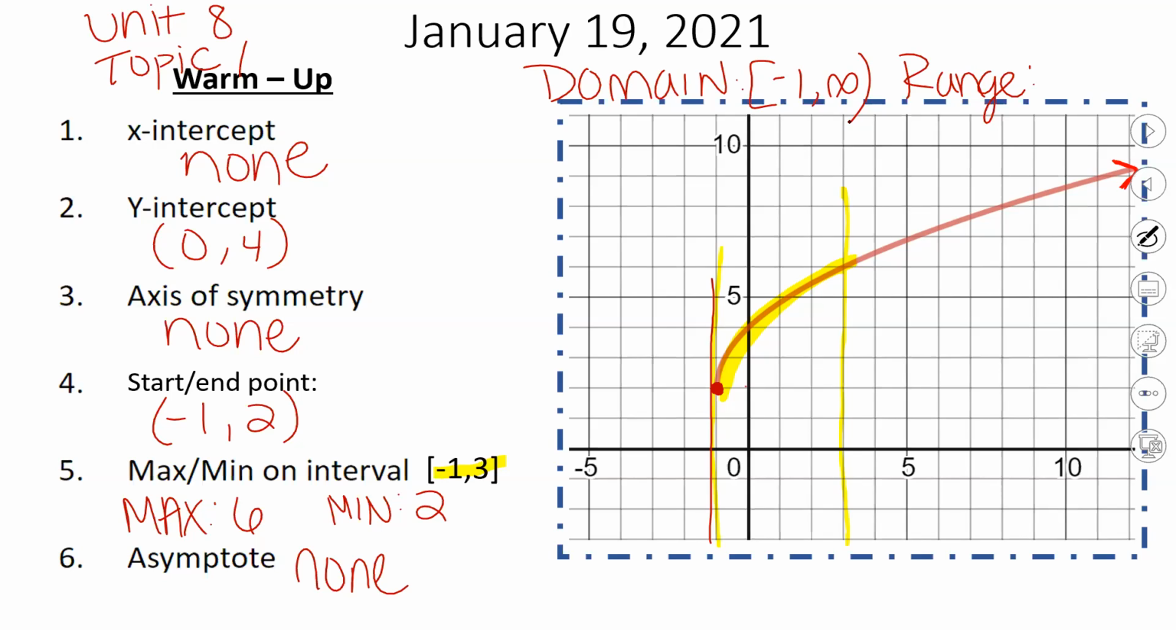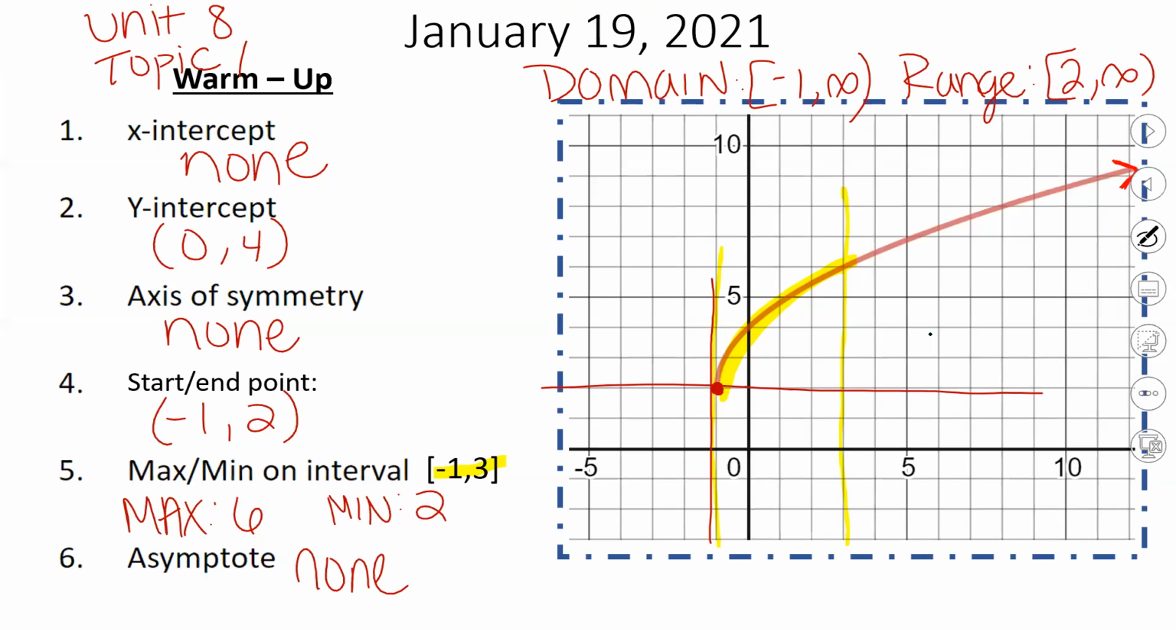Okay? My range, what's the lowest my graph goes? 2. Right here is the lowest it goes. There's nothing below it. With a bracket, what's the highest my graph goes? Infinity. Now, if you're not listening, I really would. This right here is called interval. It has brackets and parentheses.